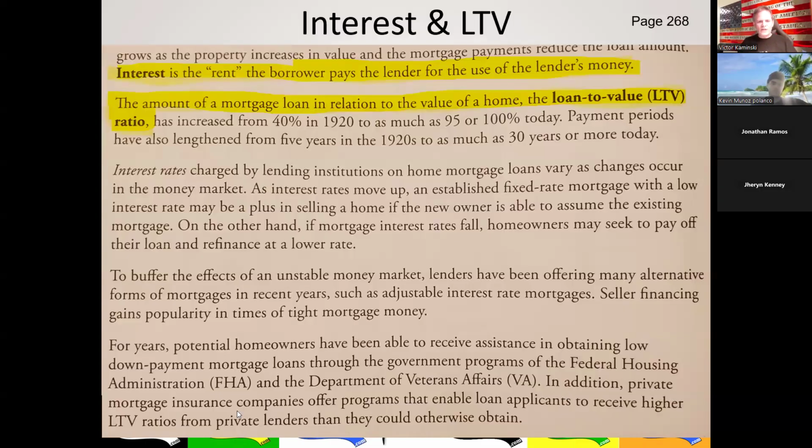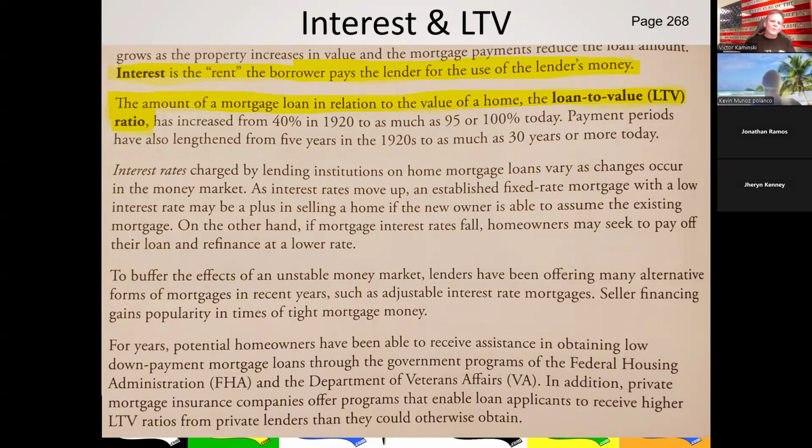In addition, private mortgage insurance companies have been offering programs that enable loan applicants to receive higher loan to value ratios from private lenders than they could otherwise obtain. Because traditional banking theory says that if a lender loans you more than 80% of the value of the home, a higher than 80% LTV, they're risking their depositors' money. So they would still lend you the money, but they would require the borrower to get private mortgage insurance, PMI.